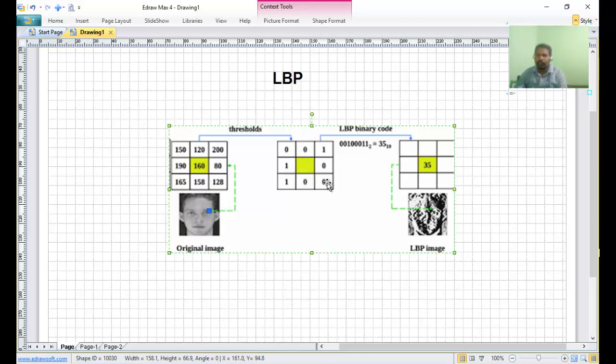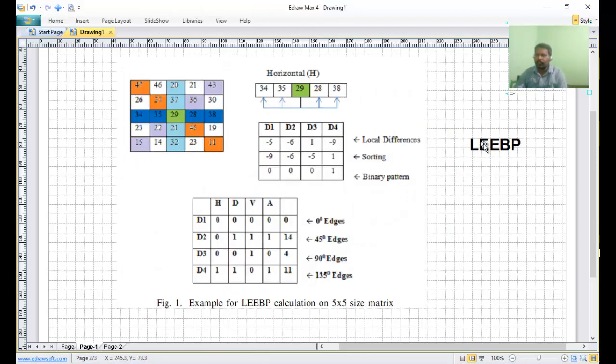Then we have written this binary pattern, 0 0 1 0 0 1 1. So we have written it in this way. This binary value is converted into a decimal value. This decimal value is called the local binary pattern. So it's a basic local binary pattern. Now we will see an advanced binary pattern. It's nothing but the local extreme binary pattern.